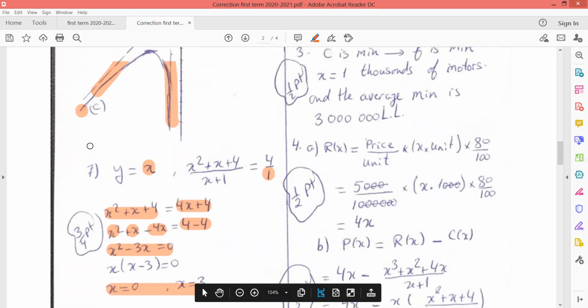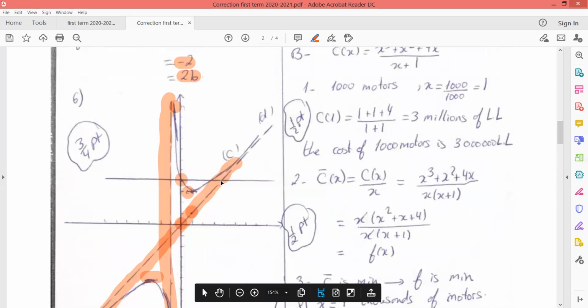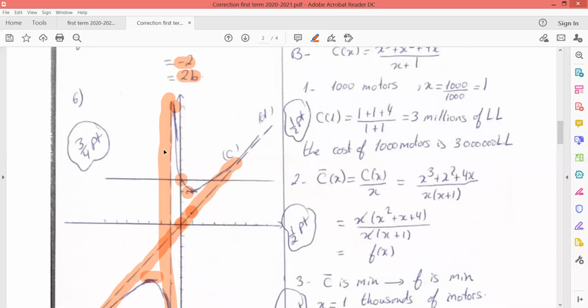So this line cuts this line y equal 4. This is the line y equal 4. It cuts the curve in 2 points, x equals 0 and x equals 3. You see here, you notice it cuts the curve at 2 points.